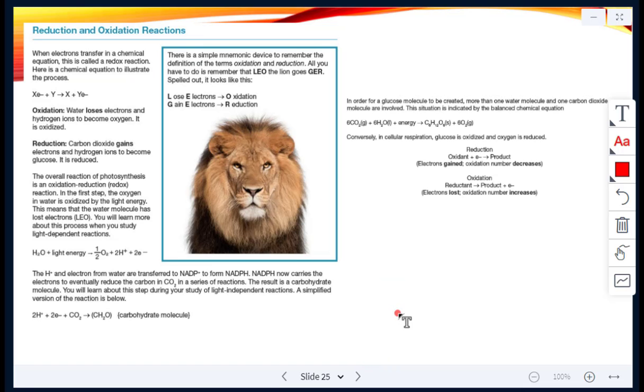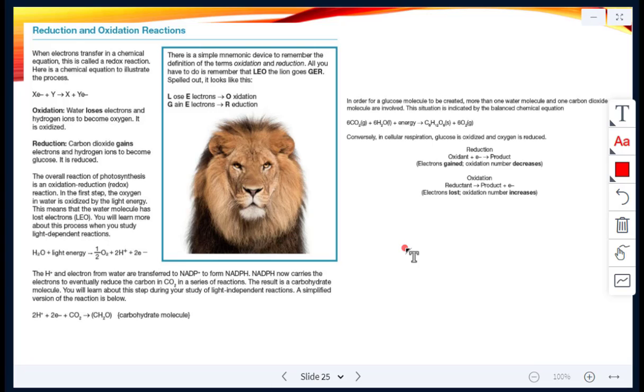All right, so one way to remember that oxidation is losing of electrons and reduction is gaining of electrons is remembering this statement: LEO the lion goes GER. So Lose Electrons is Oxidation, Gain Electrons is Reduction. So LEO the lion goes GER.